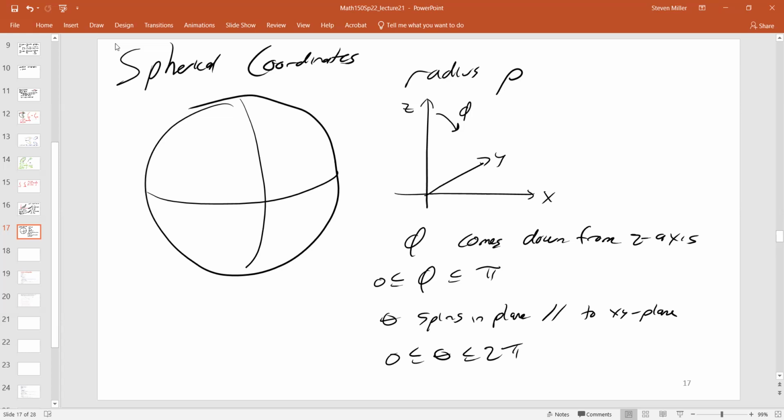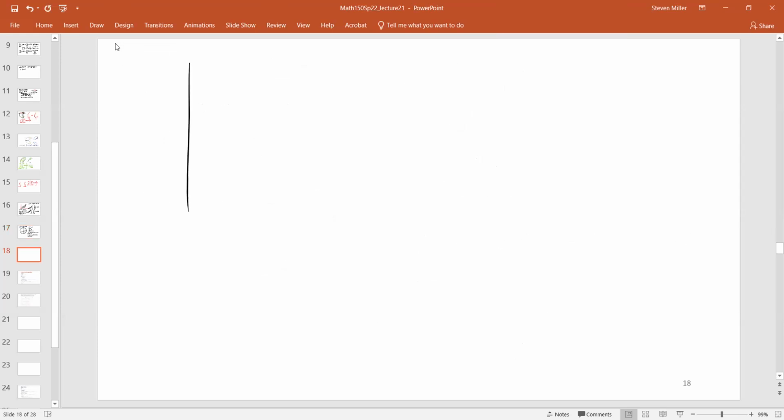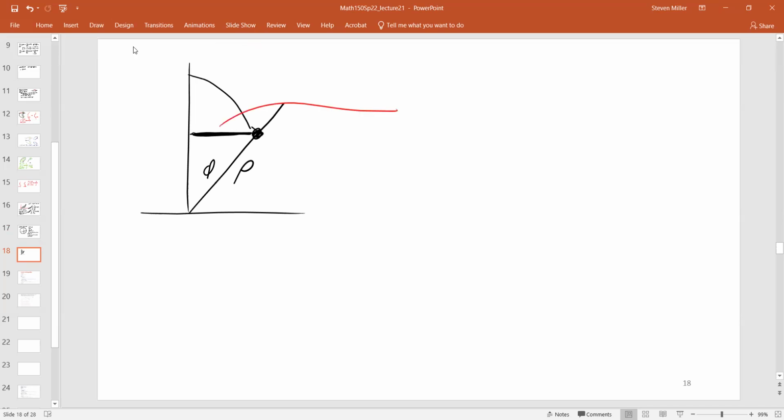In physics departments, they often have theta as the angle coming down from the z-axis. Why do we do this? Well, the reason we do this is we want to be able to use polar coordinates. And in polar coordinates, what are the variables? r and theta. And so if we are coming down from the sphere, and we come down to here, and this is rho, and this is angle phi, then what is this length over here? What would that length be?